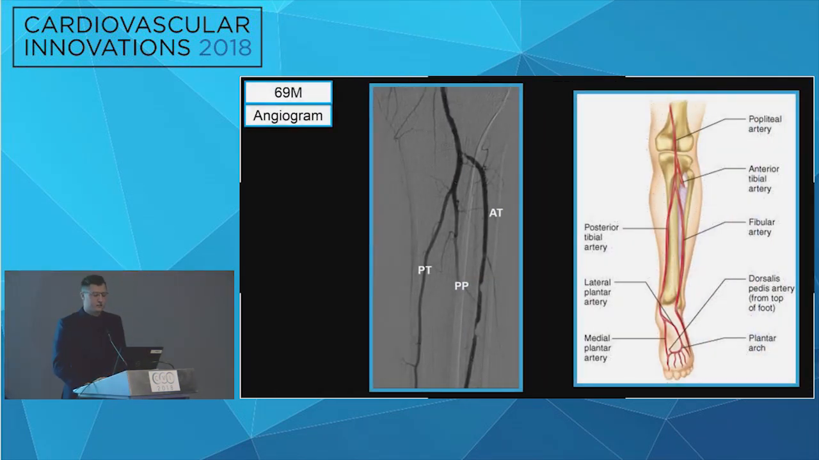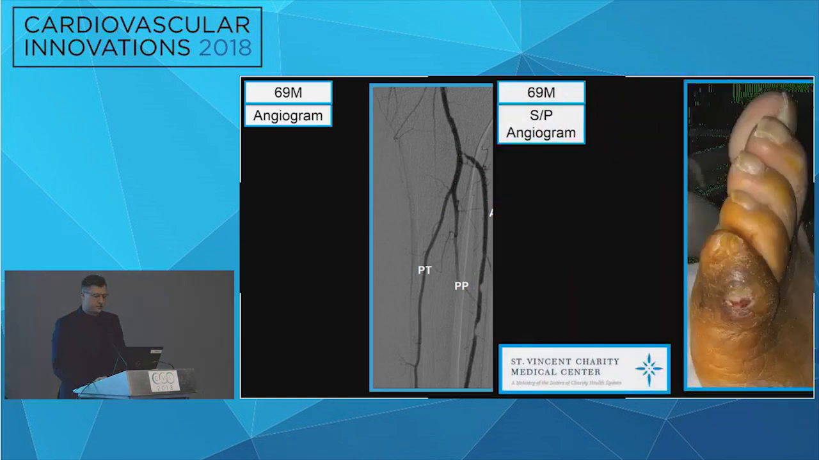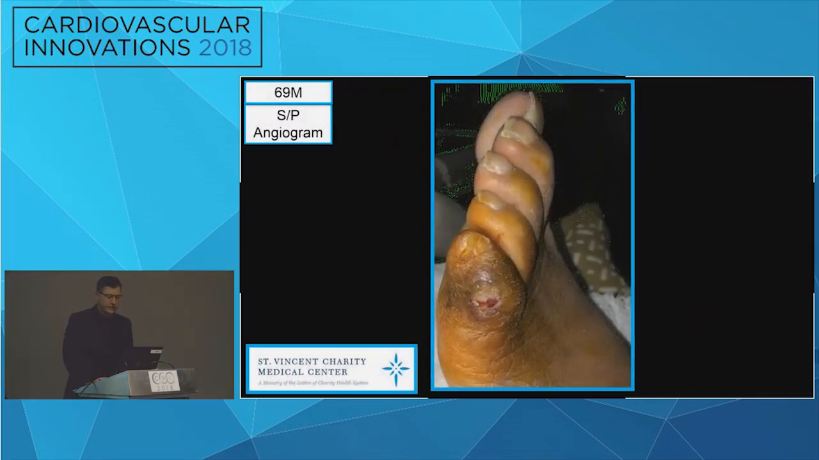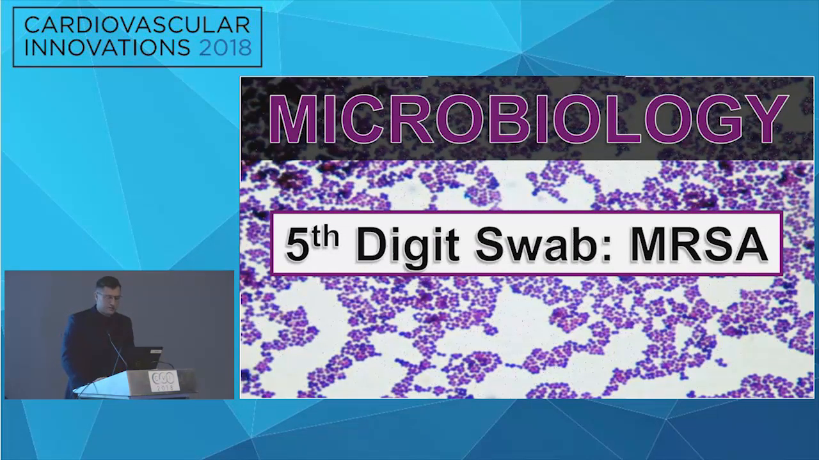Next, we did consult with the vascular surgeon. They did perform an angiogram. On the left, you can see the stenosis of the AT. Following the angiogram, all 3 vessels were patent. So this is a picture. Following the angiogram, we did take a culture swab, and it did come back for MRSA.